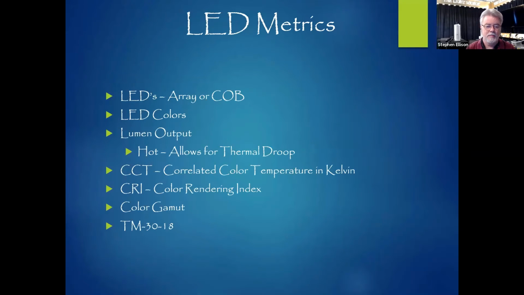So moving on. Let's get into the LED itself, because that's really the part of the fixture where we're going to make a big difference. Some of the things to think about. Is it an array or is it a chip on board, COB, which is essentially a tiny array under one lens? Not saying either is good or bad. It's just that there are different methods of doing it. LED colors. How many colors are they offering?